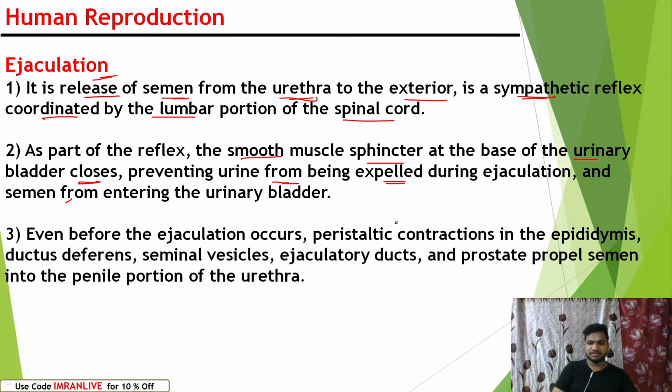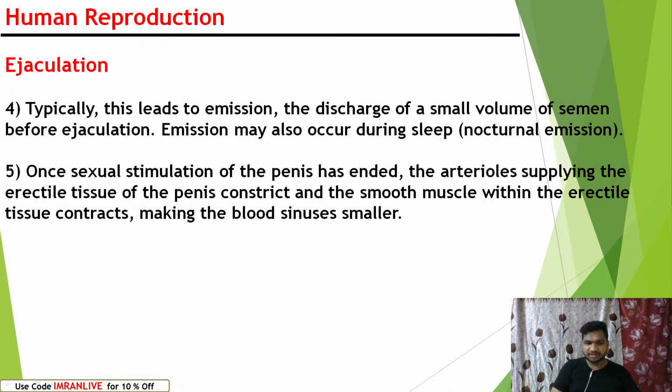Even before ejaculation occurs, peristaltic contractions in the epididymis, vas deferens, seminal vesicles, ejaculatory ducts, and prostate propel semen into the penile portion of the urethra. That means before ejaculation there is peristaltic movement, which we studied during digestion and absorption, right? You know very well how the contraction and relaxation take place. So we can see it from the epididymis to the urethra region, clear? Let's understand some more deeply.